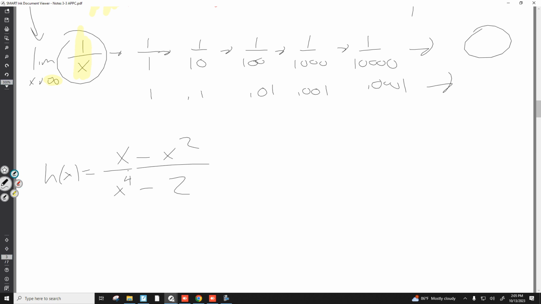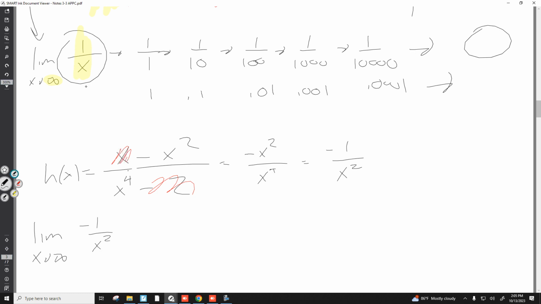So you crossed out the x and you crossed out the 2. Good stuff. You got negative x squared over x to the 4th. Great. Which you got as negative 1 over x squared. Now you think, oh, this is worrisome. I got a negative. And I got an x squared.